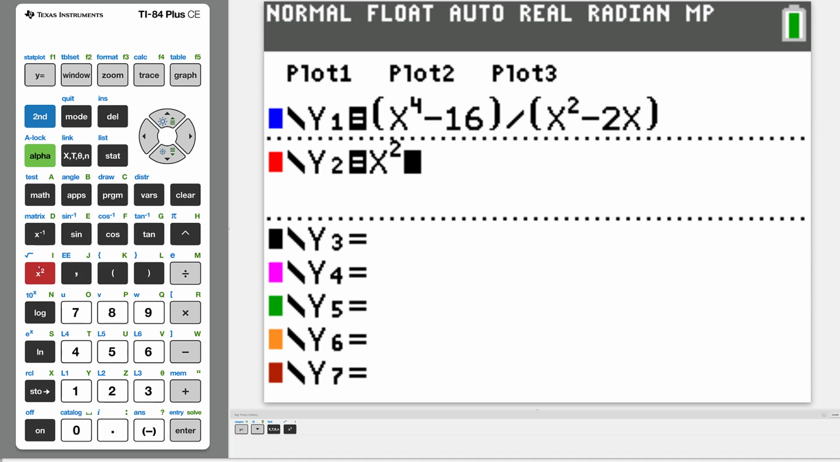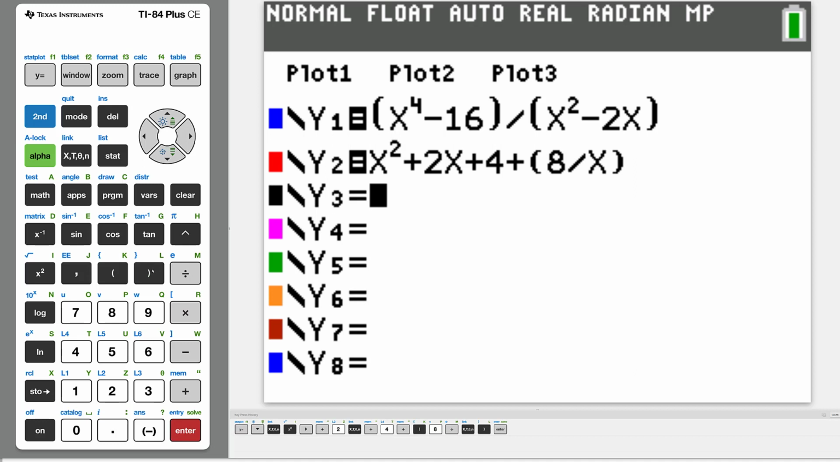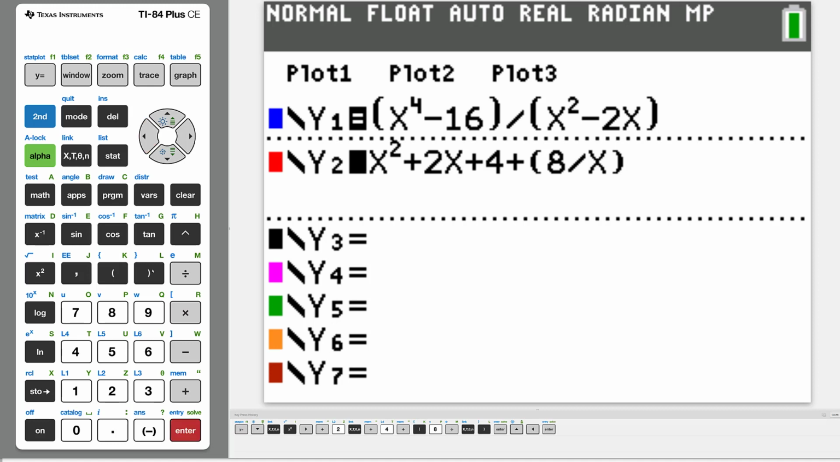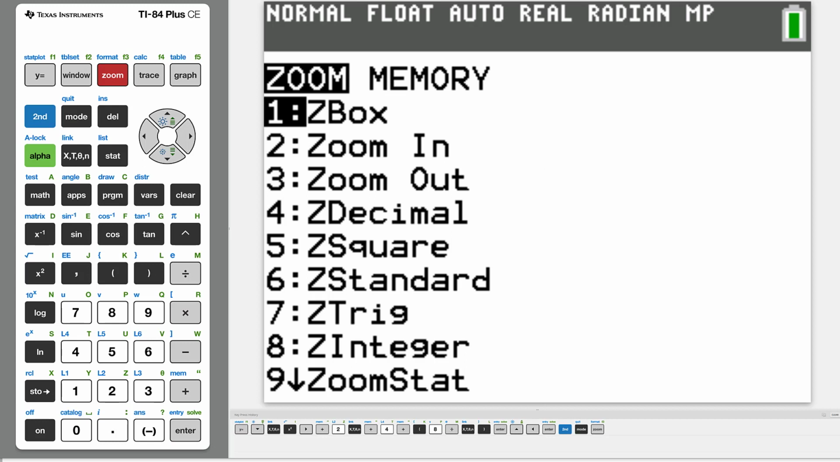So we have x squared, we have 2x and 4, and then we said that our remainder, which we're going to need in parentheses so that it digests, would be 8 over x. So it's going to graph both of them at one time, and just to avoid confusion, I'll turn off that one, and then I'll zoom 6 it, standard zoom.